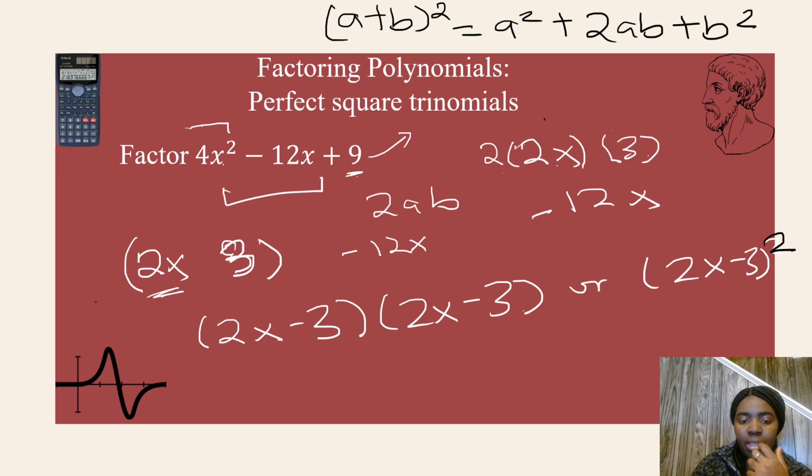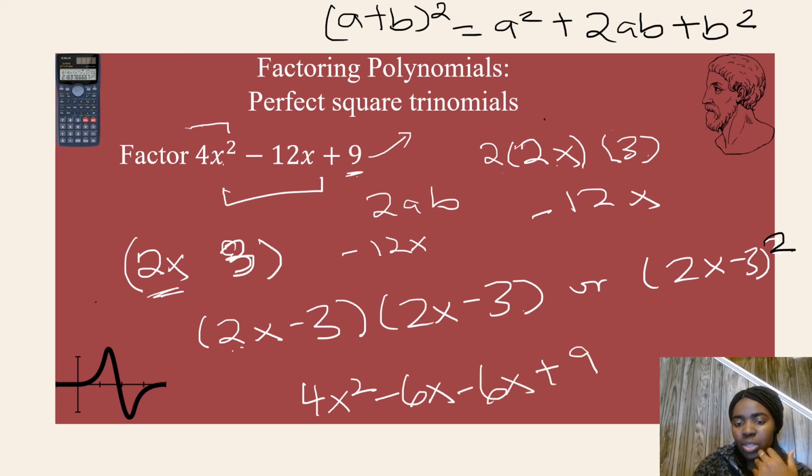All right, let's see if that's correct. Let's see if we multiply this out, do we get back this? Well, 2x times 2x is 4x squared, right? 2x times negative 3 is negative 6x. And then negative 3 times 2x is, again, negative 6x. And then negative 3 times negative 3 is positive 9. So we end up with 4x squared minus 12x plus 9, which is exactly what we started with. So this is definitely a case of a perfect square trinomial.